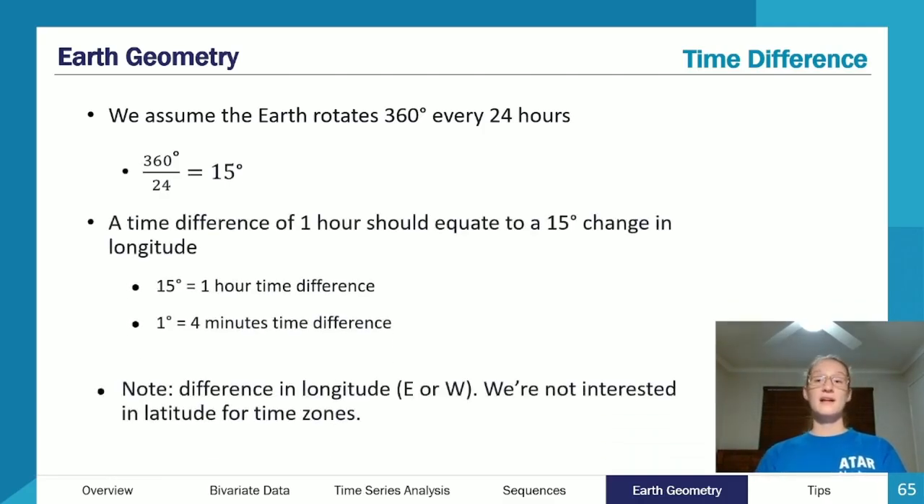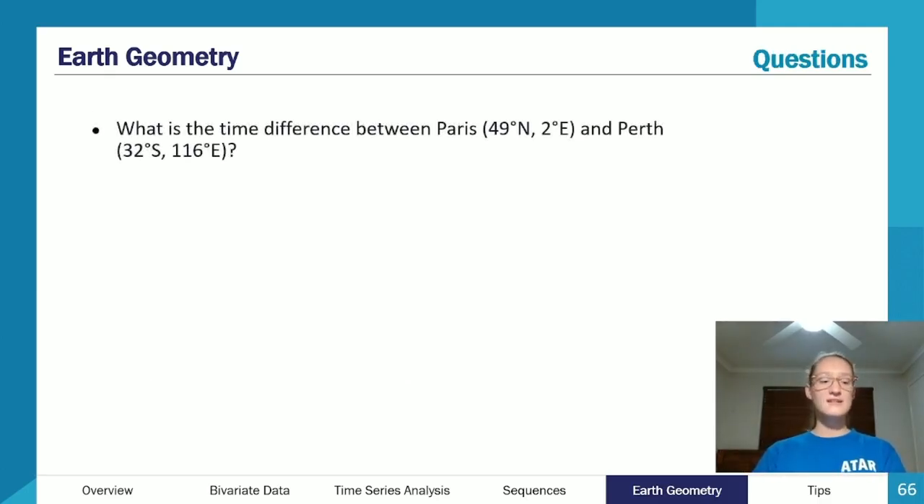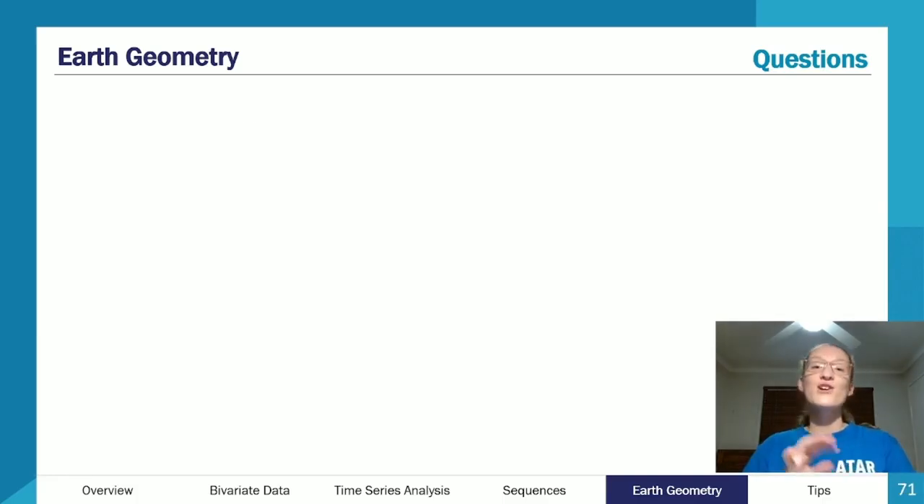The main thing to keep in mind here with time difference is that for every 1 degree, there's a 4-minute time change, because there's a 15-degree time change every hour. But again, we're not focusing on that. Feel free to have a flick through these slides. We're just going to go through one quick question before we move on to our tips and tricks before we finish up.